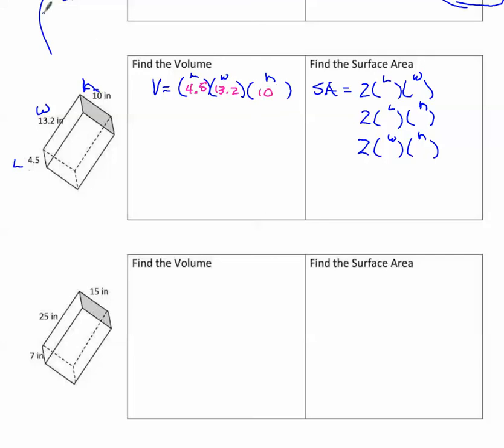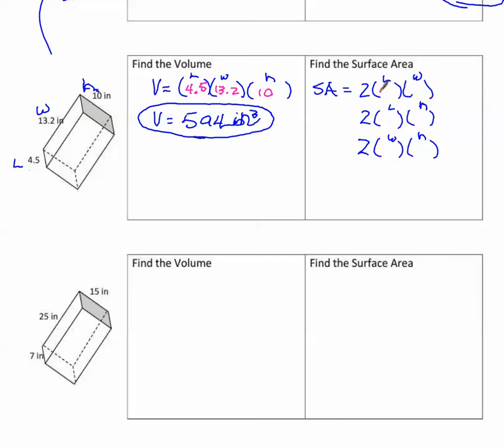If we multiply all those together, you can use your calculator. You get volume equals 594 inches cubed. So that's 594 inches cubed. Sorry, my pen's going crazy there a little bit.